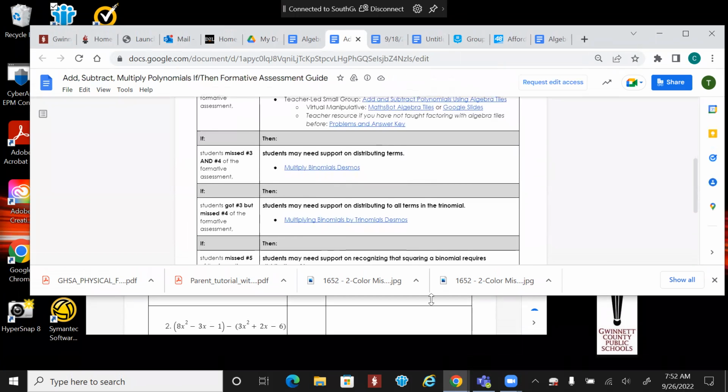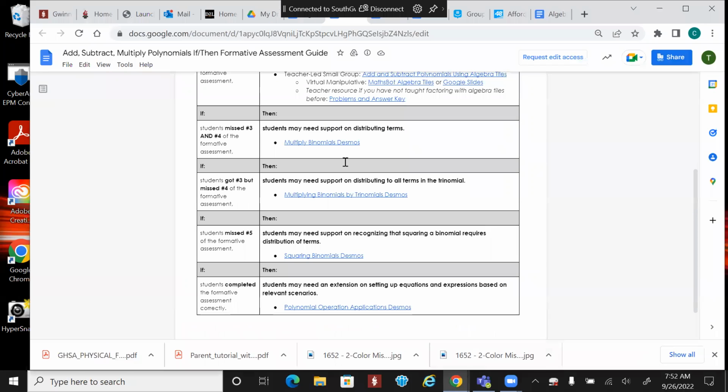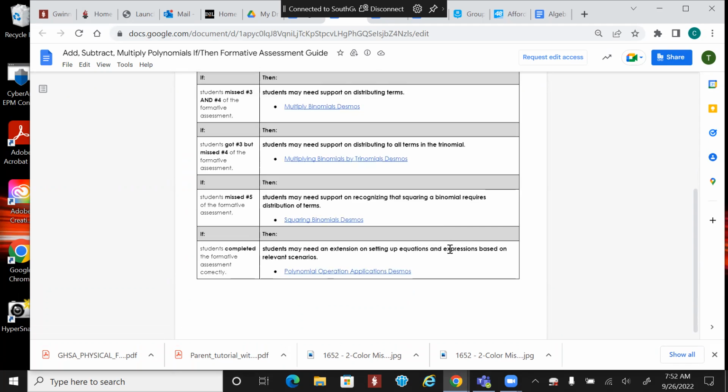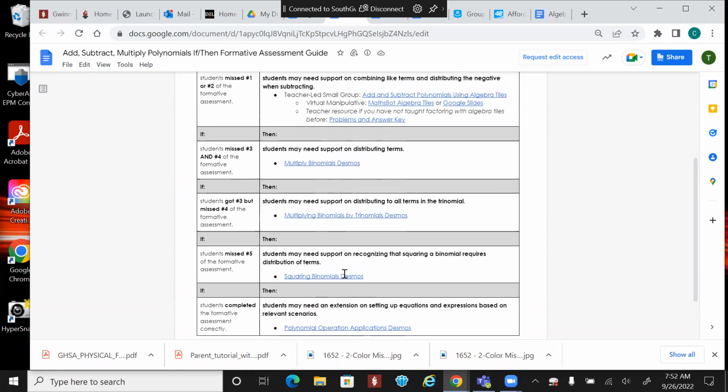If you missed numbers 3 and 4, I need y'all to listen. If you missed 3 and 4, you're going to do this Desmos activity. So you're going to do the multiply binomials Desmos. If you got 3, but you missed 4, then you're going to do this multiplying binomials by trinomials Desmos. If you miss number 5, you're going to do the squaring binomials. If you got them all right, you're going to do the polynomial operation application through Desmos.